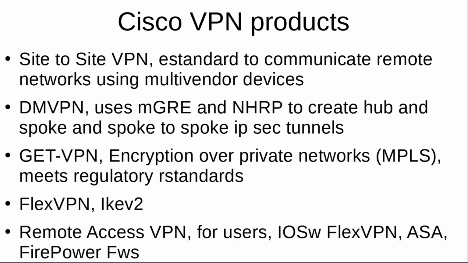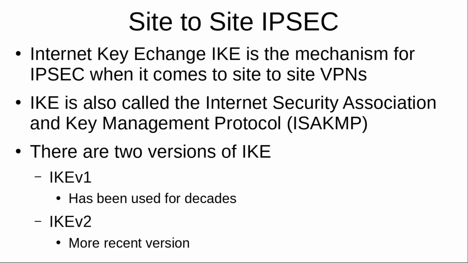There are several Cisco products. Site-to-site VPN is a standard to communicate remote networks using multi-vendor devices. Cisco also provides other VPN products such as DMVPN, GET VPN, and FlexVPN that uses IKE version 2, and remote access VPN, which is a solution for users that can install software on their laptops in order to communicate with a VPN concentrator. So let's focus this chapter on site-to-site IPsec.